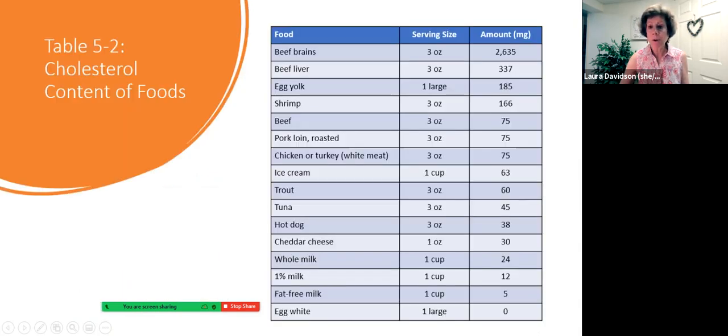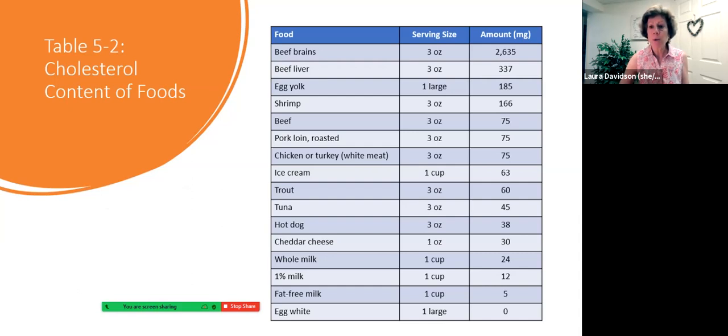We haven't said a whole lot about cholesterol for good reason. Cholesterol is one of the types of lipids, the sterols. It's found in animal source foods, never in plant foods naturally, unless you put cheese on top of your broccoli.